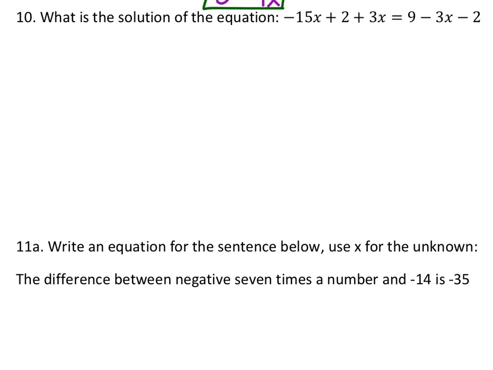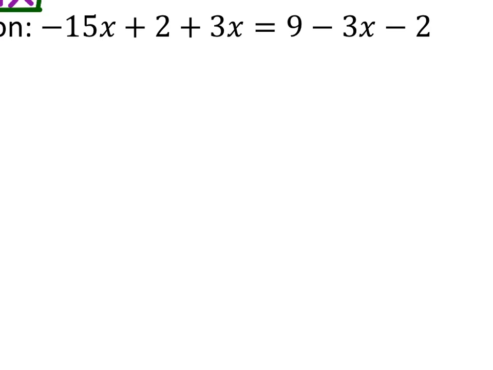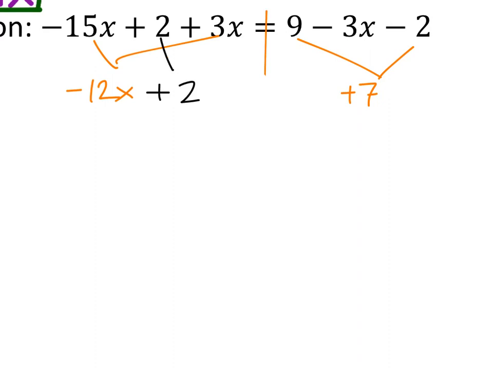What is the solution for this equation? Alright, well, let's find out. So I'm going to split this up again on two different sides of the equal sign, and I'm going to start combining like terms. So the negative 15x and the positive 3x would give us a negative 12x. And then on the right side I've got that 9 and negative 2, which combine to be a positive 7. So I've got that negative 12x plus the 2 there. This will equal, we'll say, negative 3x plus 7.